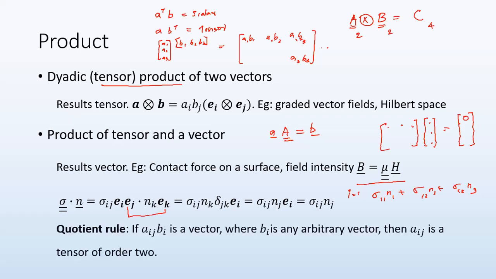So here comes the quotient rule. This is just the contrary of what we have said in the product with tensors and vectors. This rule says that if aij bj is a vector, that is, if this product gives you a vector where bj is a vector, then aij has to be a tensor of order 2. Just the opposite of what we have said so far.